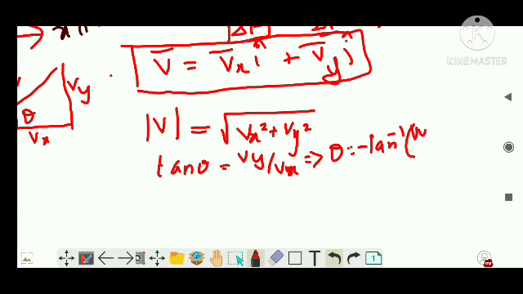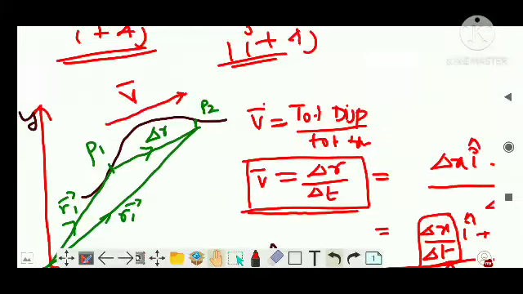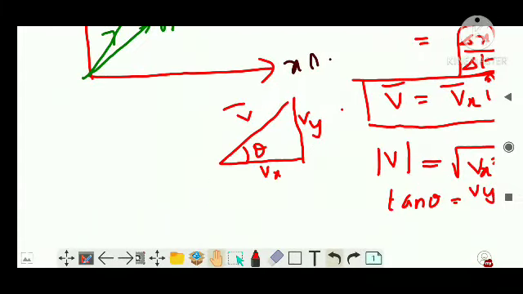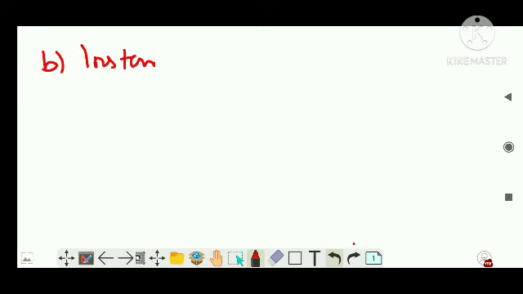or I can write theta is equal to tan inverse Vy by Vx. Clear? Now the next section we are going to start is, with this video I will cover the equivalent of our theory as well as problems. The next section is all about velocities, instantaneous velocity.